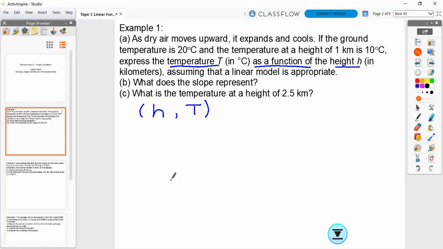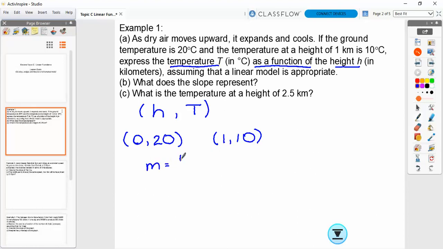Now if you're going to write an equation of a line, you need 2 points. So we know the ground temperature is 20 degrees Celsius. What is the height if you're on the ground? 0. And my temperature there was 20. And at a height of 1 kilometer, the temperature is 10 degrees Celsius. So 1, 10. How do I write an equation from that? Slope. How do we do slope?